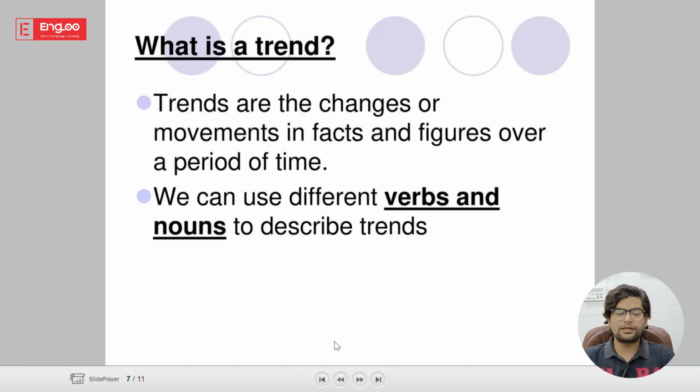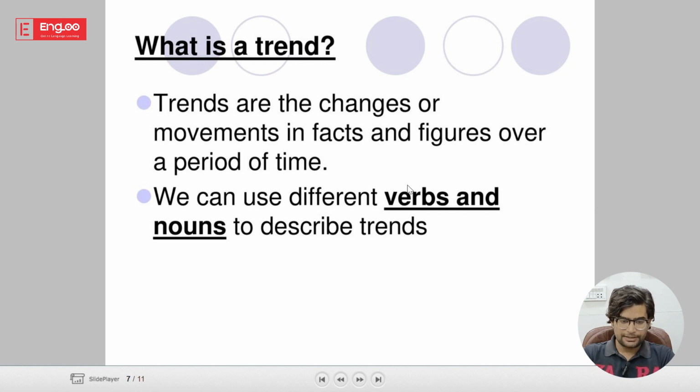Let's move forward and talk about what a trend is. When I say look for the trend in your report, what does it mean? Trends are basically the changes or movements in facts and figures. Changes or movements in facts and figures over a period of time are known as a trend. Now we can use different verbs and nouns to describe trends.